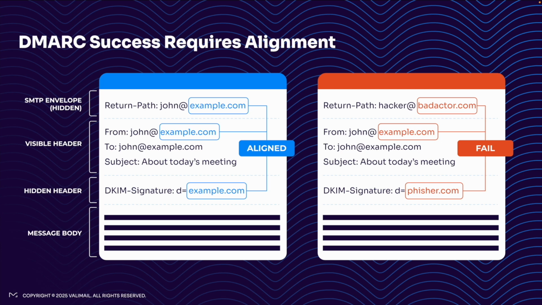Alignment, of course, means that the return path or SPF domain or the DKIM domain, hidden in the DKIM signature header, one or both of those match the visible from domain. That's alignment. So if you have a successful DMARC pass for an email message, that means that either SPF aligned or DKIM aligned or they both aligned. There's an example of that right there where all three headers are showing example.com. Perfect alignment. Doesn't have to be both. It can be one or the other.